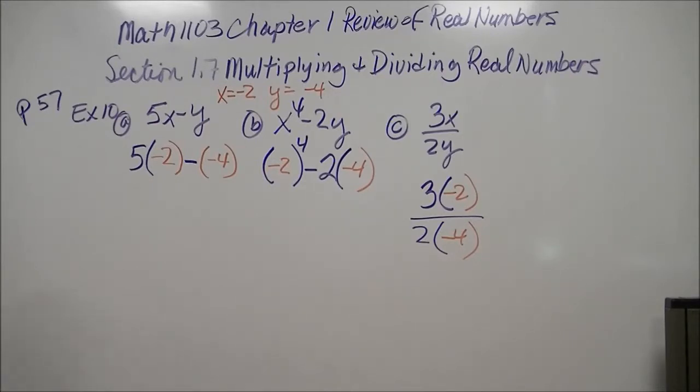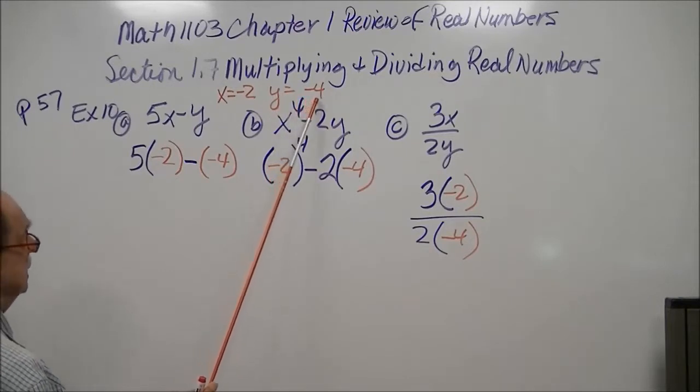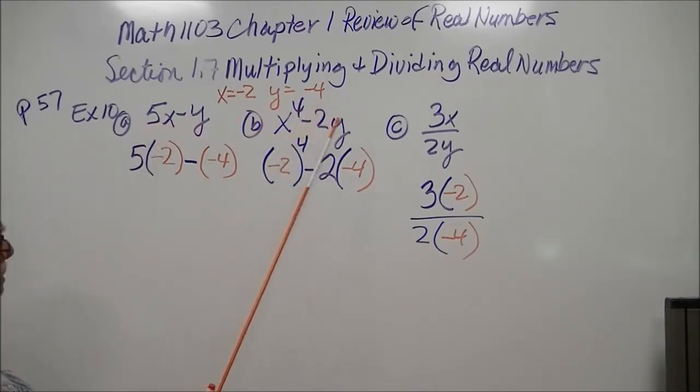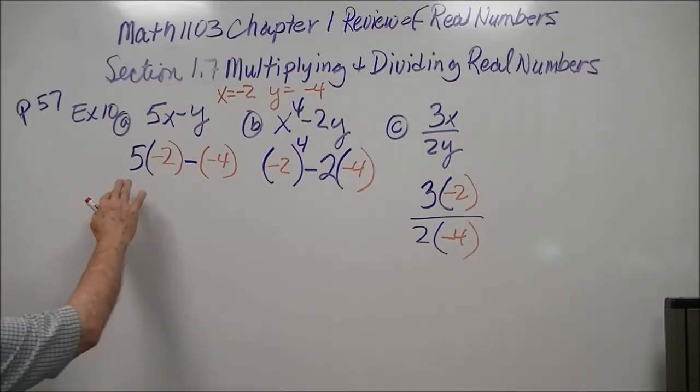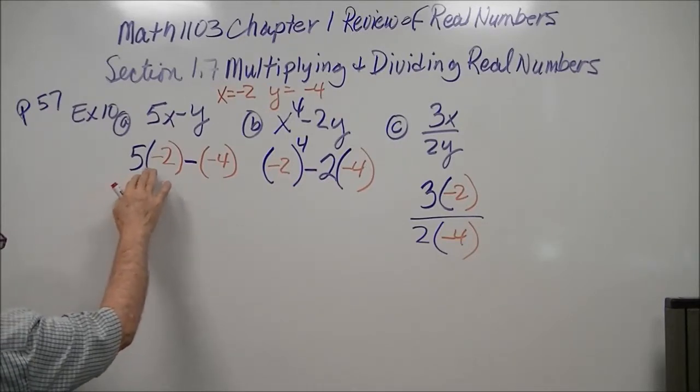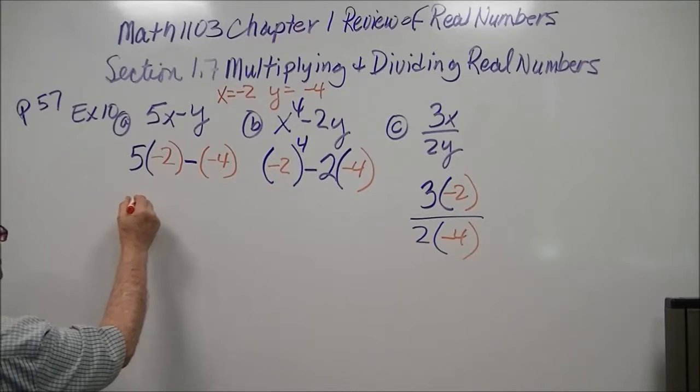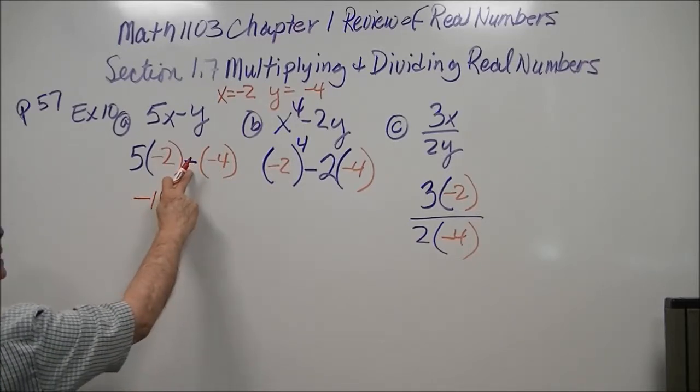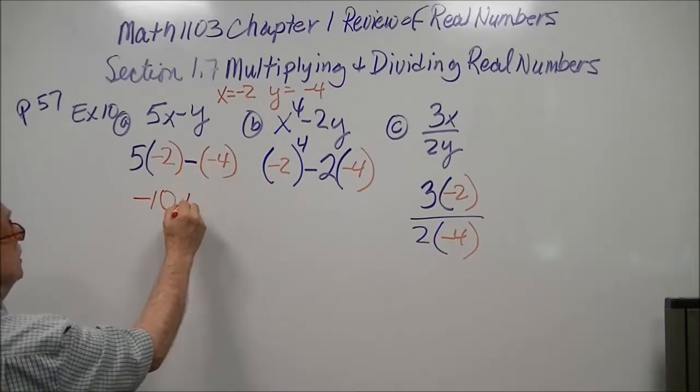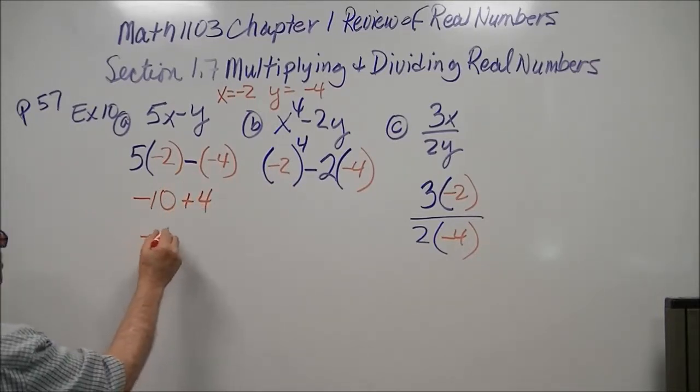Okay, in this next one, example 10, they want us to do some substitution where x has the value of negative 2 and y has the value of negative 4. And these are our original examples. And you notice I've used parentheses to substitute. You might say, why? Well, because you don't want to get the signs confused. So let's work the signs a little bit here. In letter A, 5 times -2, this is going to be a -10. Now here we have the opposite of a -4, which makes it a +4. So this ends up being a -6.